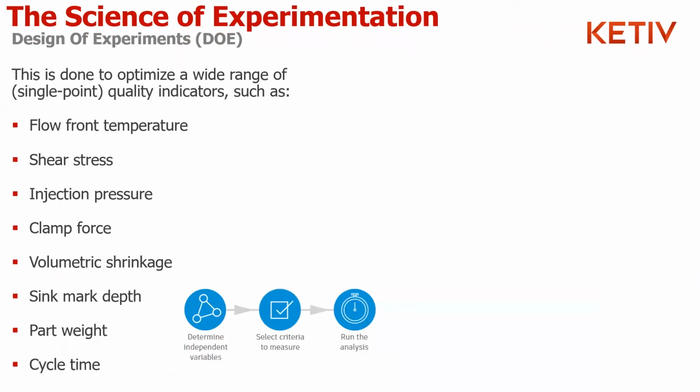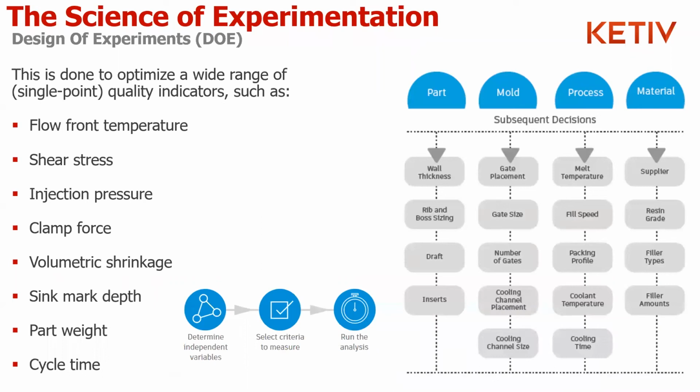Now, if you joined us for the previous sessions, you might have seen this slide before. Basically, what we're saying is we're going to identify the independent variables in any process, select what criteria we want to measure, and then run the design of experiments study. The decisions that we can make at the end of that, based on the part, for example, will be things like wall thickness, drafts. For the mold, there's going to be gate sizing, number of gates, cooling channels, etc. For the process, melt temperature, packing profile, cooling time, etc. And also the type of material itself. So you can optimize all kinds of metrics: flow front temperature, shear stress, shrinkage, etc. All you need to do is identify what the independent variables are, and DOE allows you to do that.